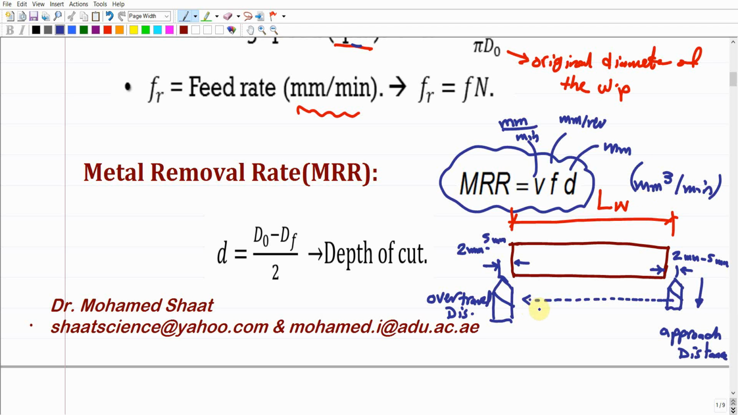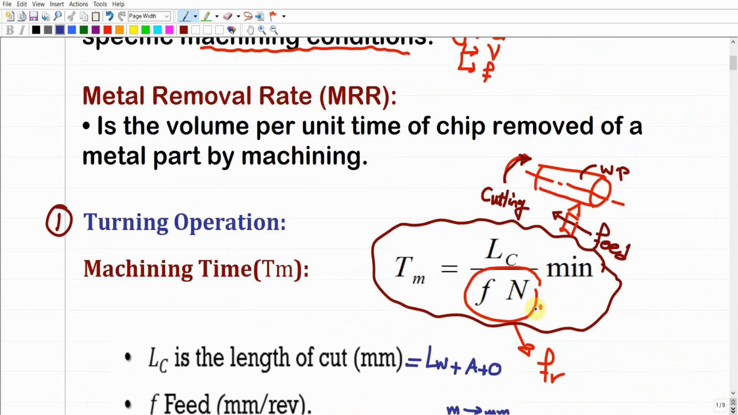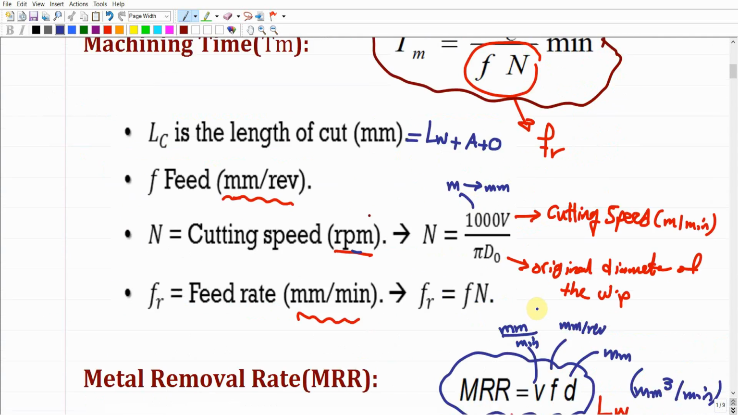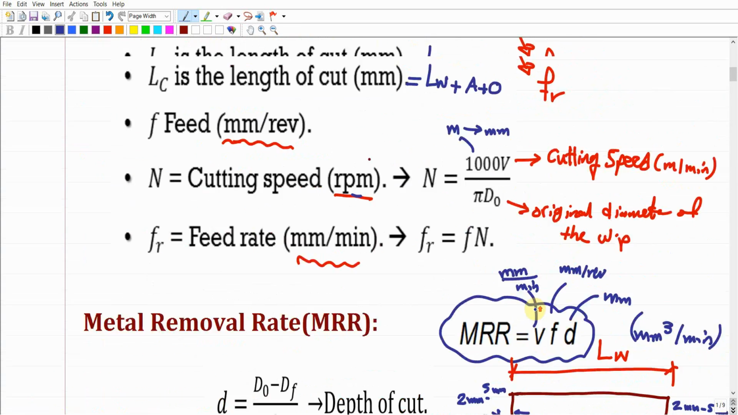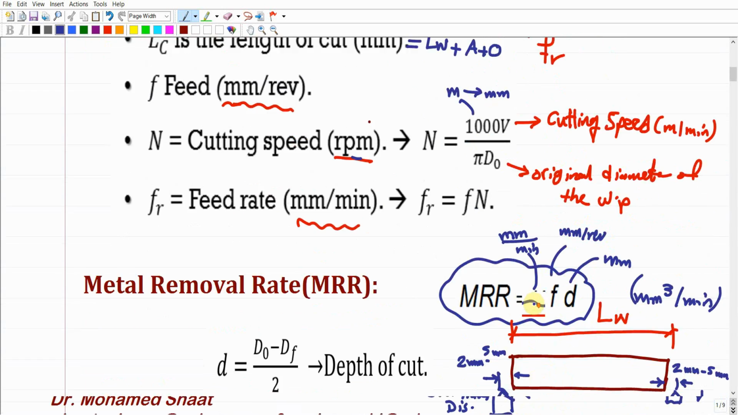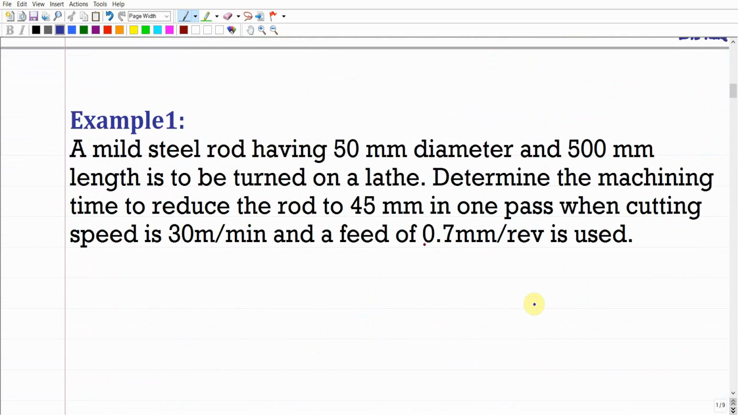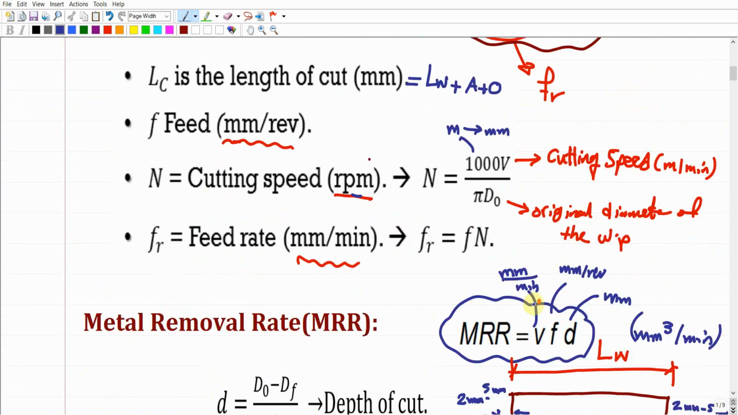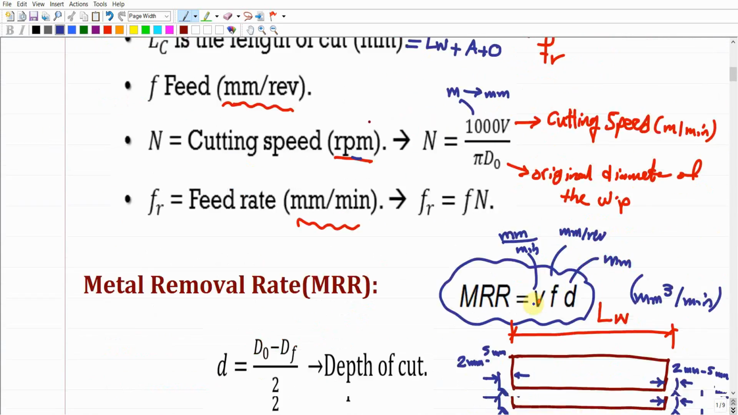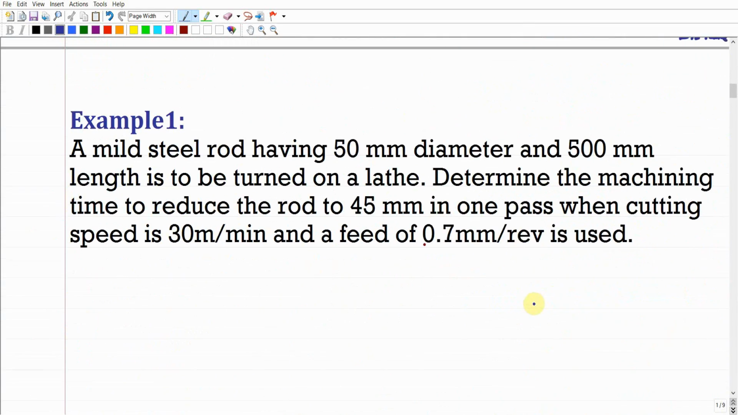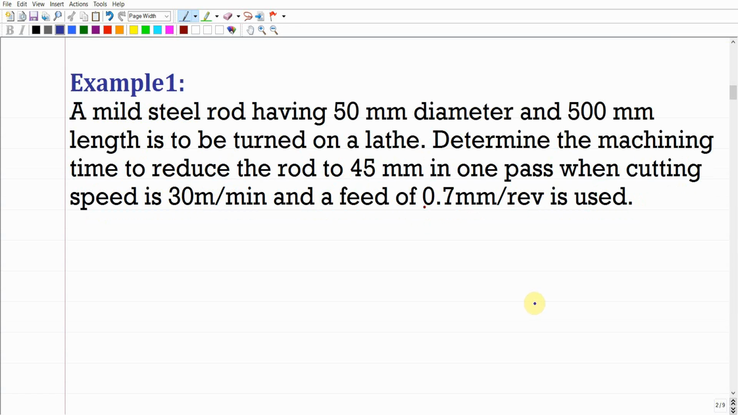Make sense? So this is simply how we can calculate the machining time and the metal removal rate for the turning operation. So we explained these equations. Now let us consider some examples as practice on how we can make use of these equations to calculate the machining time and the metal removal rate for various turning operations, starting with this example, example 1.